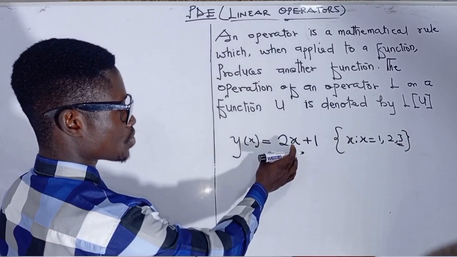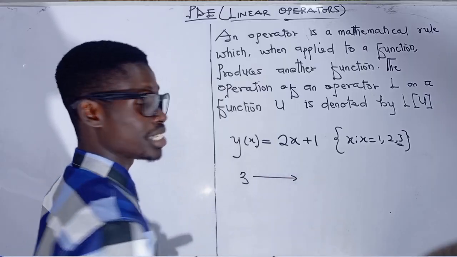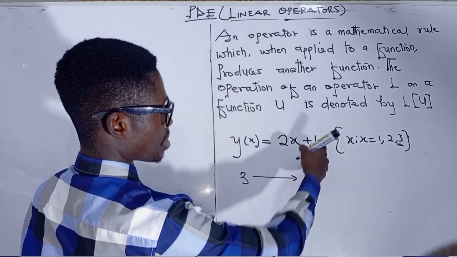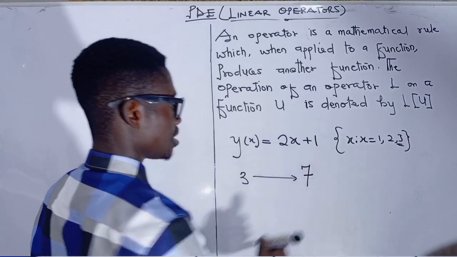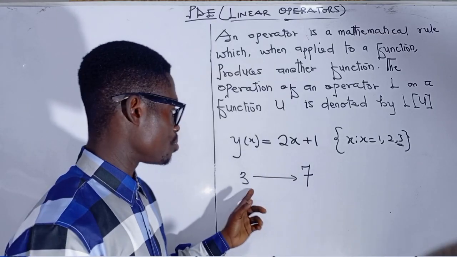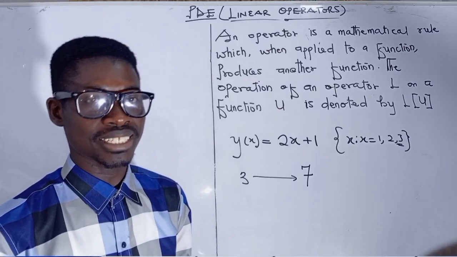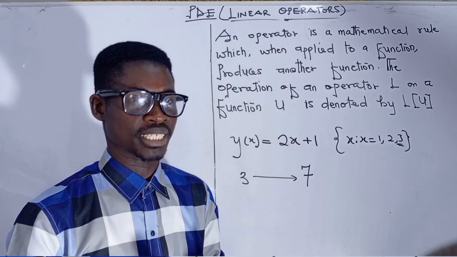When we operate this rule on the number 3, we are going to get what? 2 times 3, 6, plus 1, we are going to get the number 7. So this rule acts on numbers to produce other numbers. This is what we learned at the JHS or the SHS level.